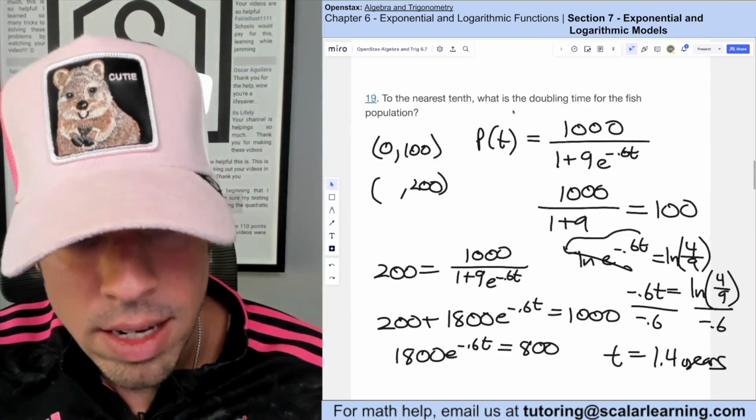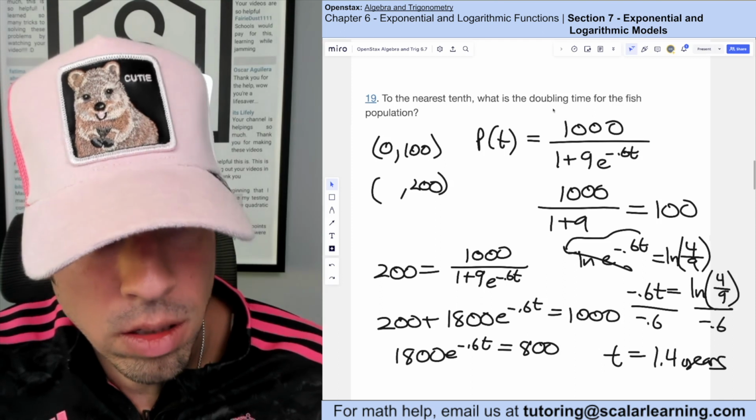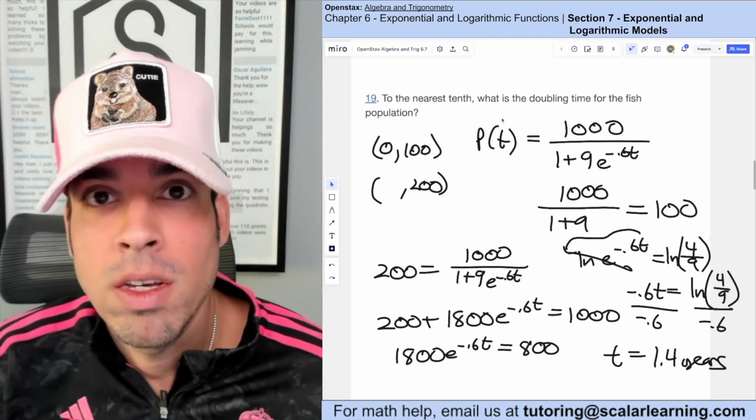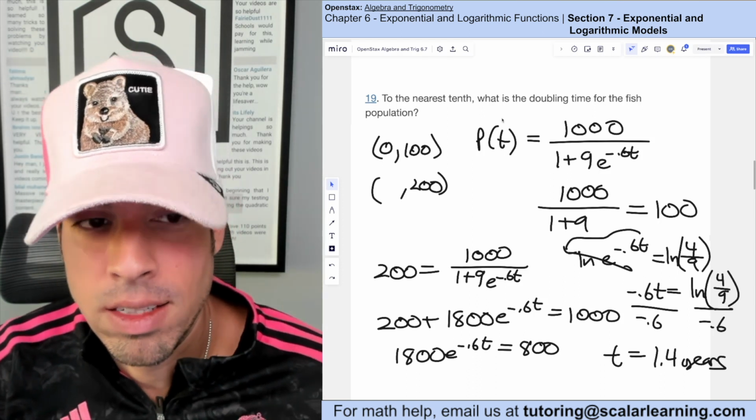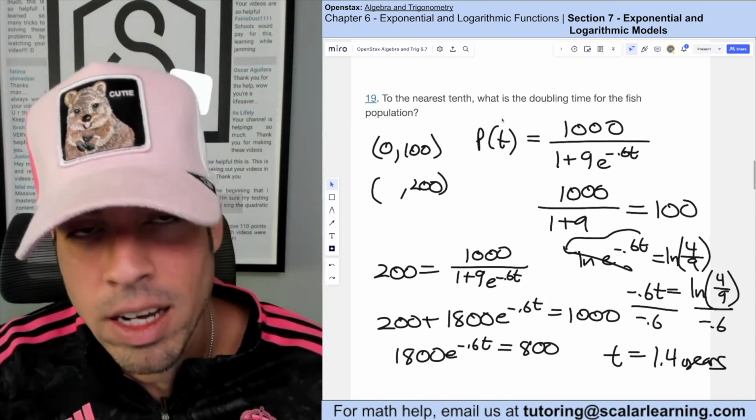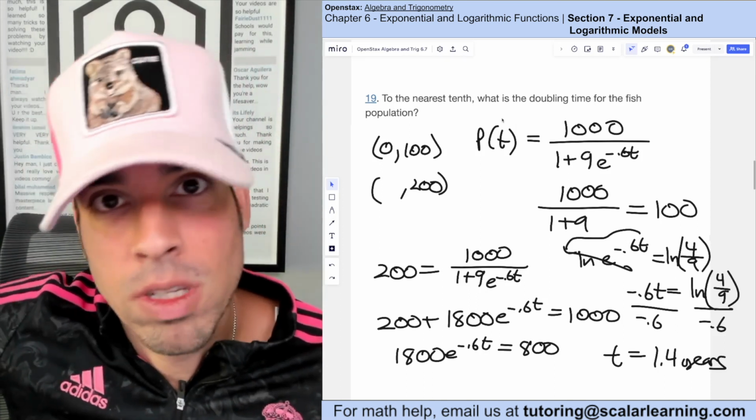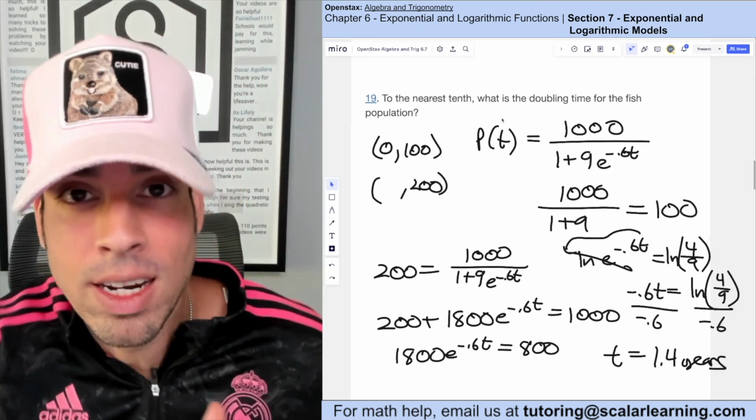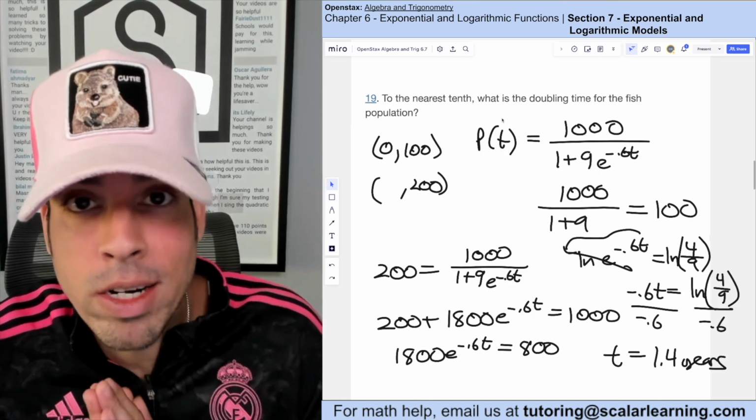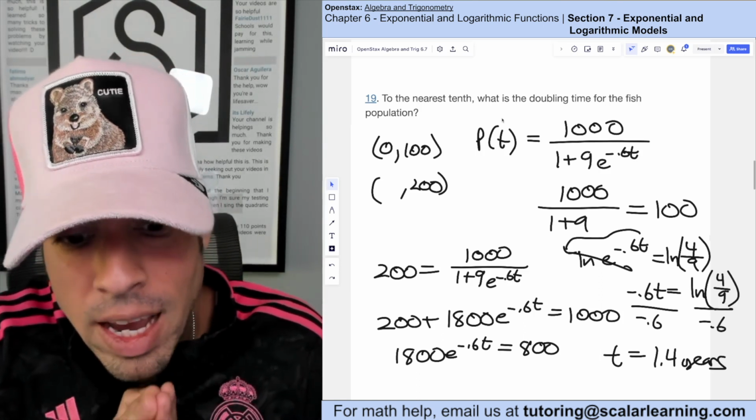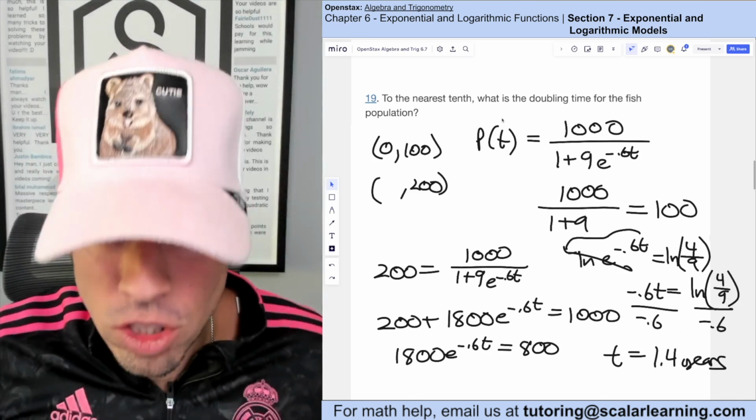Finally, just one other last thing to know when it says what is the doubling time for the fish population. Since this is a logistic function, the doubling rate doesn't stay consistent, right? For example, in an exponential function, the doubling rate is consistent. Let's say it's 5 days, it's always going to be 5 days. For a logistic function, it kind of speeds up and then the rate of growth slows down. So this is just the doubling time for the fish from that initial population, just to clarify.